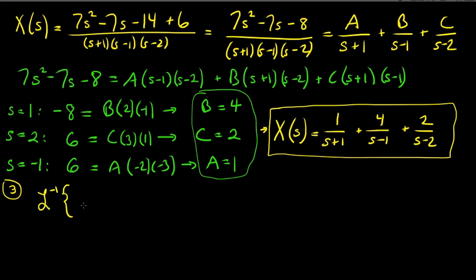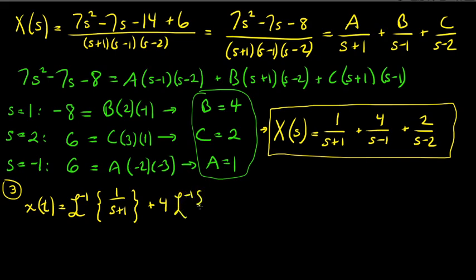So now we just need the inverse Laplace transform, right? Because we're solving for little x. Little x of t is just the inverse Laplace transform of capital X, which is just this. And we know it's linear, so I'm just going to split it up as usual. So that's the inverse Laplace transform of 1 over s plus 1, plus 4 times the inverse Laplace transform of 1 over s minus 1, plus 2 times the inverse Laplace transform of 1 over s minus 2.